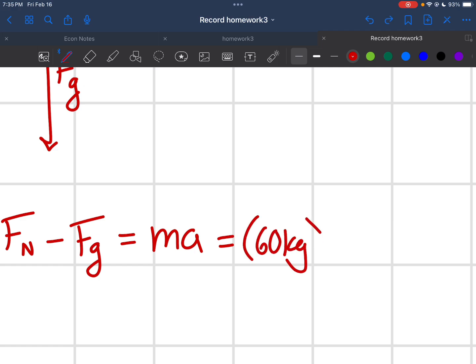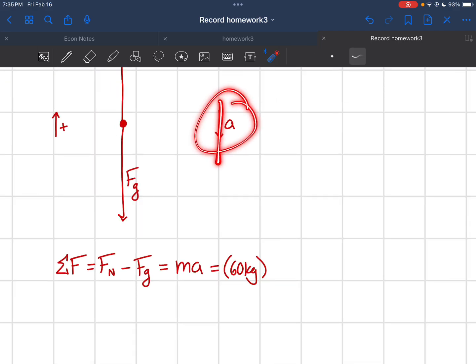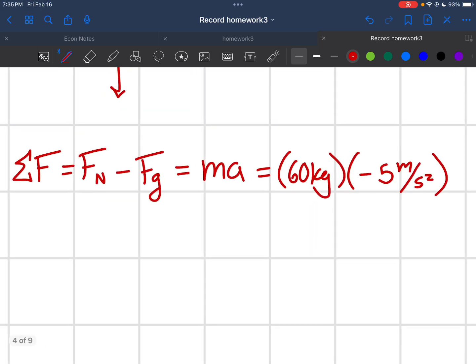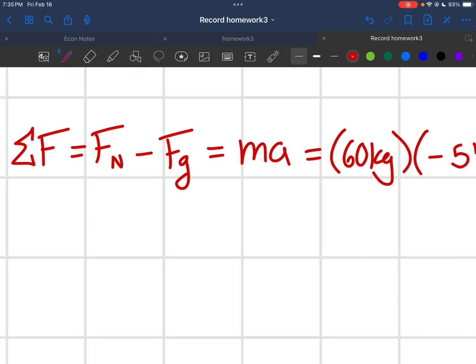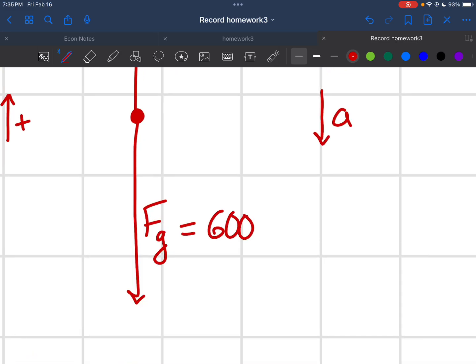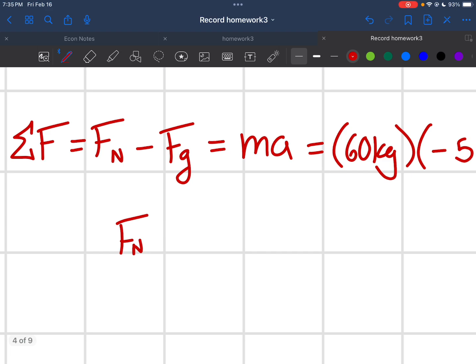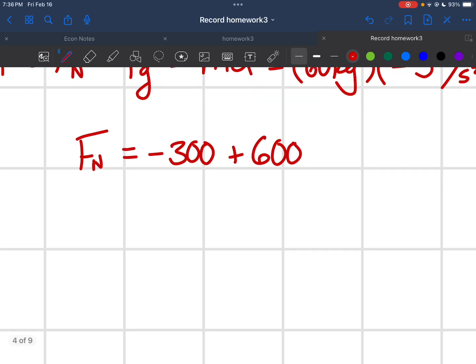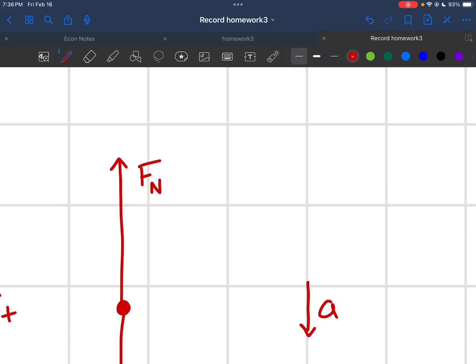When I plug in my acceleration, now my acceleration is going downwards, and I said that down was negative, so I'm going to be plugging in negative 5 meters per second squared instead of the positive. And again, putting all this together, I'm solving for my normal force, because again, I know my force of gravity hasn't changed. My normal force, well, that's going to be now minus 300 plus that force of gravity, 600. So my normal force is just going to be 300 newtons.